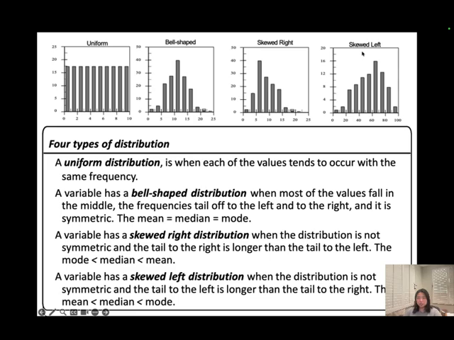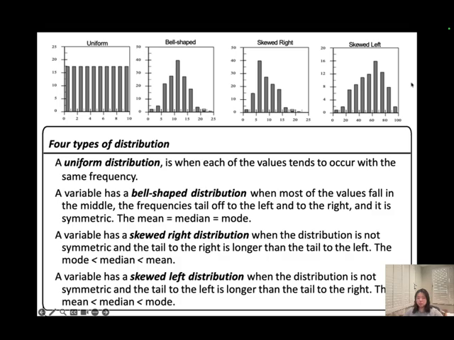Okay, last one, skew left distribution. This distribution is not symmetric, and the tail to the left is longer. Number 4, skew left distribution. This distribution is not symmetric, and the left tail is longer. When you use this data to calculate the mean, median, and the mode, you're going to find out the mean will be the smallest one, and then the median, and then the mode. That will be opposite to the skew-right distribution.